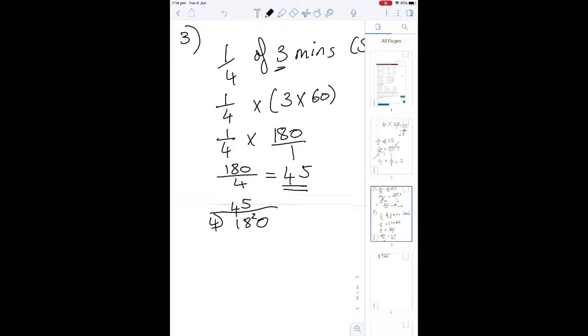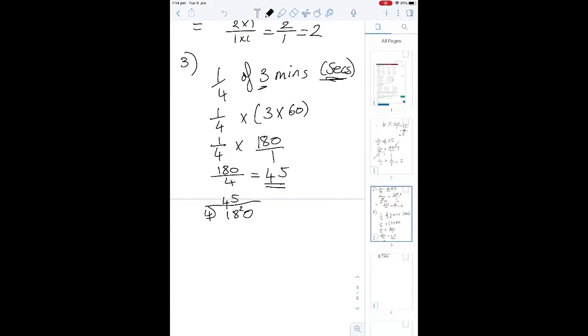But don't forget, what was the question asking for? I must show them that I understand. So 45 seconds. Can you think about a way of making sure that answer is correct? Why don't you go ahead, put 45 seconds over 180 minutes and see what you get on your calculator. What answer should you be getting to know that your answer is correct?